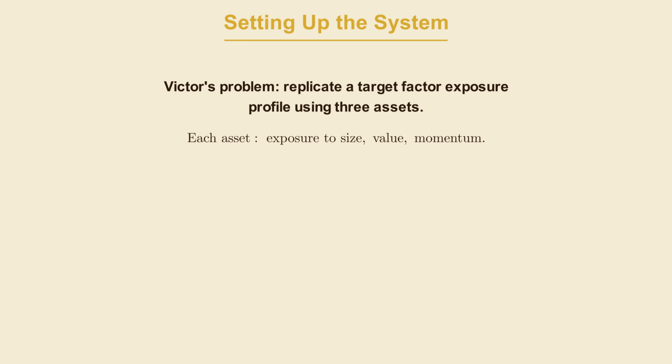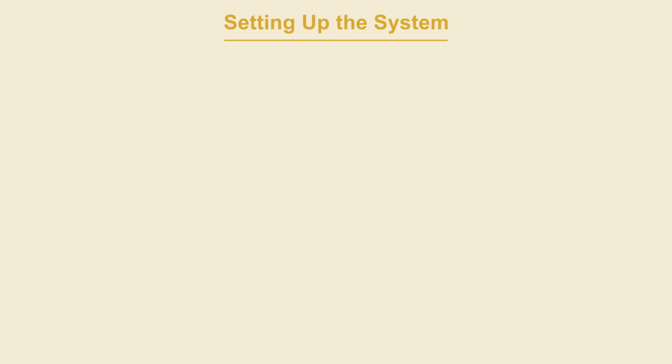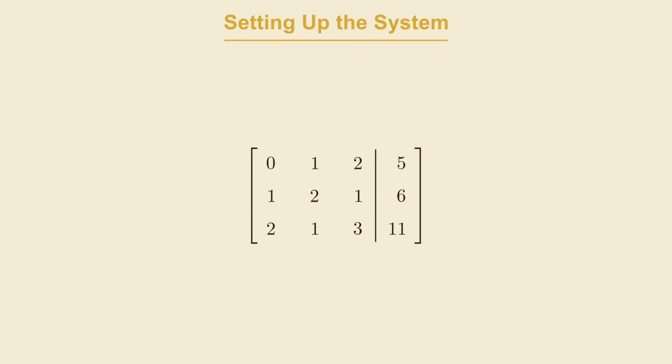The asset exposures in the target give us the system. 0 times the weight in asset A plus 1 times the weight on asset B plus 2 times the weight on asset C must equal 5. 1 times the weight in asset A plus 2 times the weight in asset B plus 1 times the weight in asset C must equal 6, and 2 times the weight on asset A plus 1 times the weight on asset B plus 3 times the weight on asset C must equal 11. We can write this as the augmented matrix as follows. So we have three equations, three unknowns, all packaged into one single object.